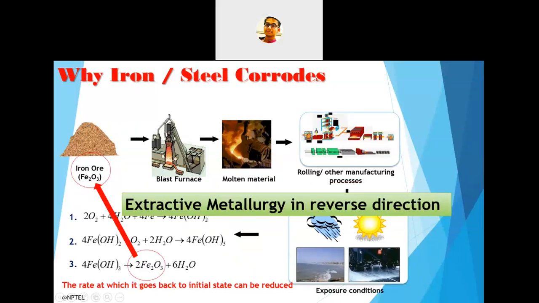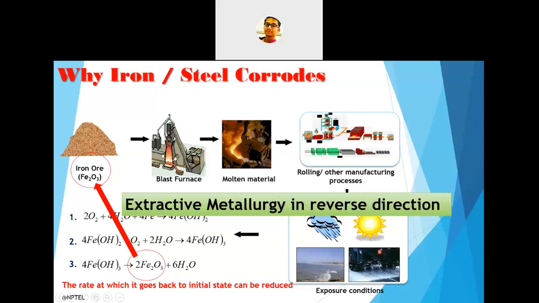So here you can see that these two elements are quite the same. We are getting a structure quite similar to iron ore after the corrosion process. So now what we can do is control the rate at which it goes back to the initial stage. We cannot stop it. Up to now there is no discovery by which we can stop it totally. But we can slow the rate at which it reaches the initial stage.